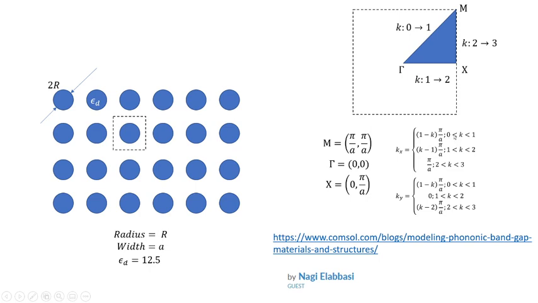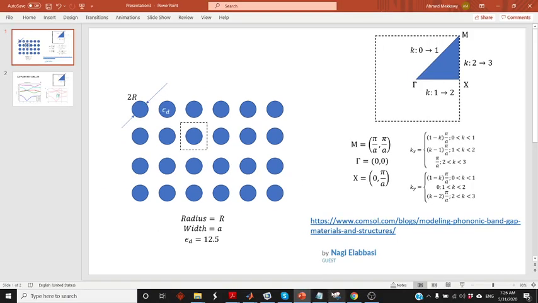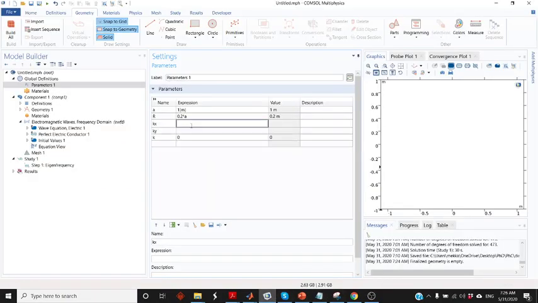So when k is from 0 to 1, I have kx going from M to Gamma. So I have this relation, 1 minus k times pi divided by a, and also ky like this. And to make this available in COMSOL, I have to choose the If condition here. So if k is less than 1, then you have to make the expression for kx. It's pi divided by a multiplied by 1 minus k.